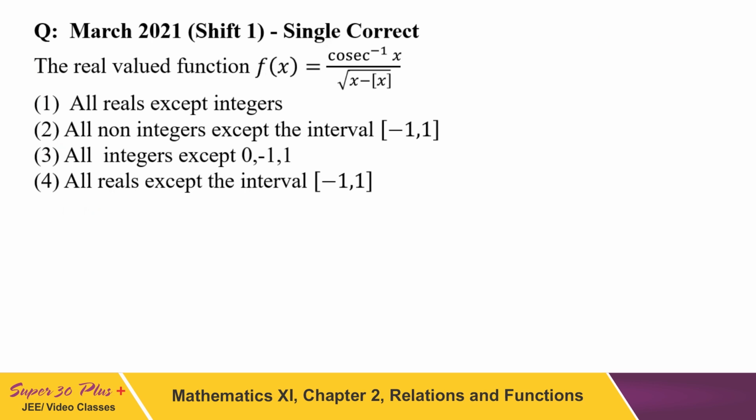This question came in JEE 2021 Shift 1 March exam in single correct answers. The real valued function f(x) is defined. Option A, all real except integers; option 2, all non-integers except the interval minus 1 to 1; option 3, all integers except 0, minus 1 and 1; option 4, all real except the interval minus 1 to 1.